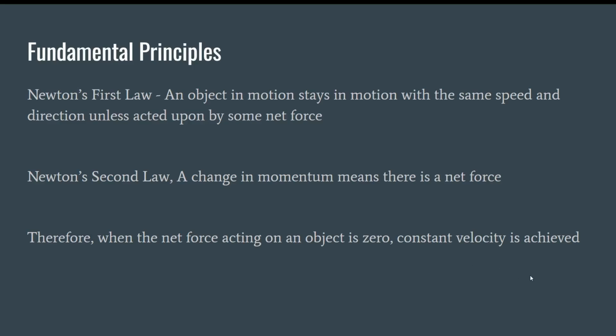A couple of fundamental principles are involved in this lab. Newton's first law says that an object in motion stays in motion with the same speed and direction unless acted upon by some net force. Newton's second law says that a change in momentum means that there is a net force. What we can take from this is that when the net force acting on an object is zero, constant velocity is achieved. This is because the net force is zero, which means the acceleration is zero, so velocity will not change.